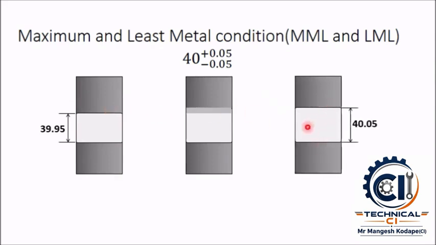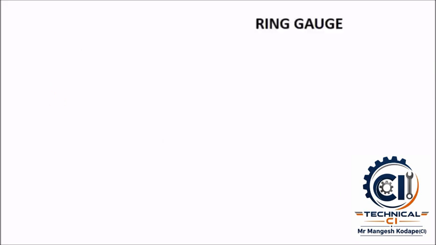And in this case, when the diameter of the hole is 40.05, the material left is less as compared to the other condition. So this is your least metal condition. So LML, least metal limit, and maximum metal limit. To check whether a part is acceptable or not, we can use any measuring instrument to get the exact dimension of the part. If you are producing only one or two pieces, then it is good to measure and get the exact dimension. But in case of mass production, we avoid measuring the exact dimension, which is time consuming and costly. Instead, we use limit gauges.